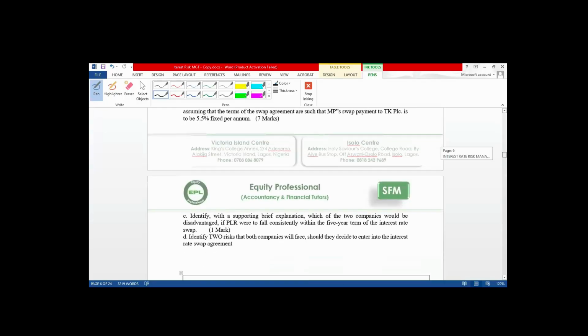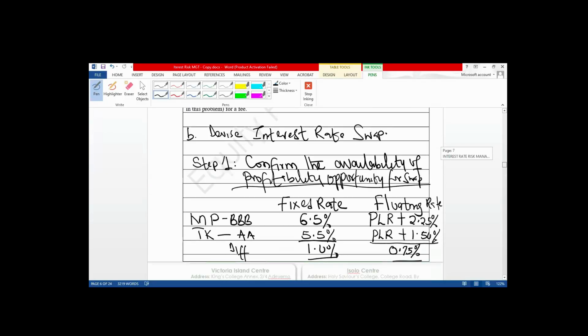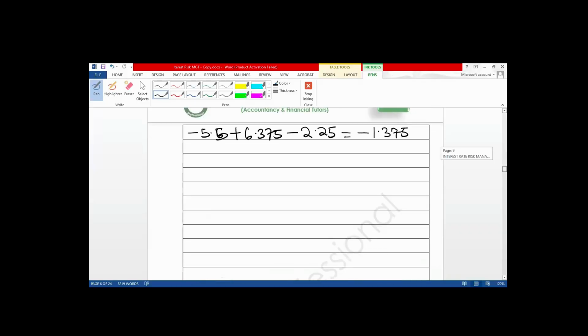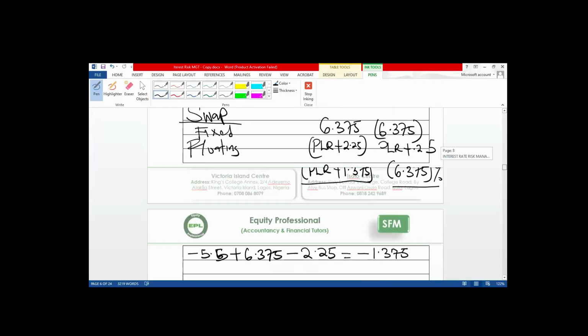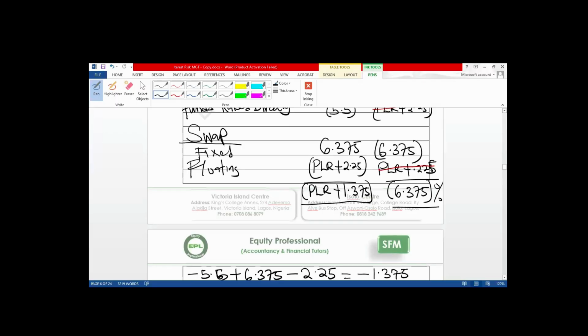Now look at it. By going into swap, TK will pay a borrowing cost of prime lending rate plus 1.375. By going into swap, MP will pay a fixed rate of 3.75. We are done with requirement B.